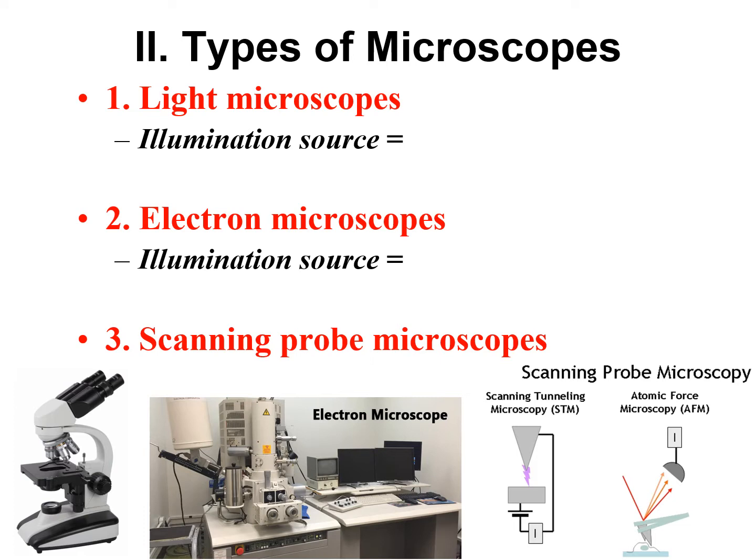There are three different types of microscopes that we're going to be looking at. Light microscopes are the ones that you've used in labs before, and the illumination source that's going to shine on the specimen is obviously going to be light. And electron microscopes, there's a picture of one of those down here in the middle. The source of illumination that's going to shine on the specimen would be a beam of electrons.